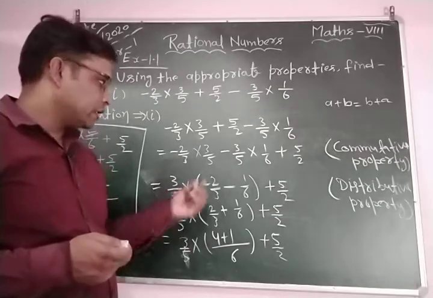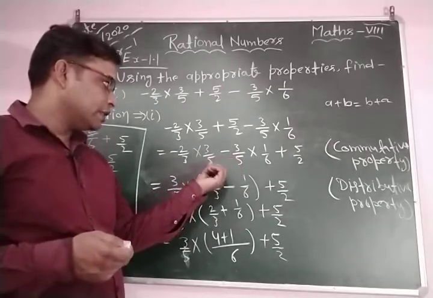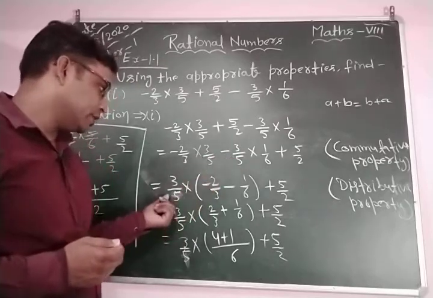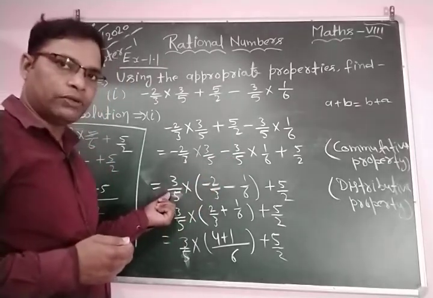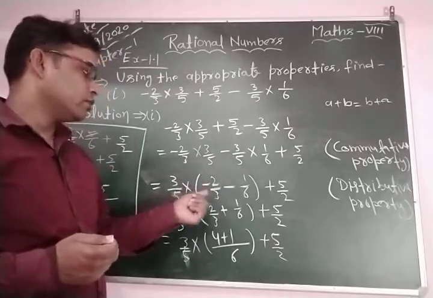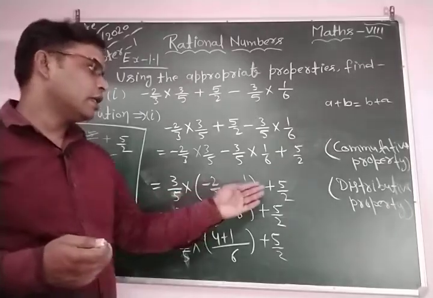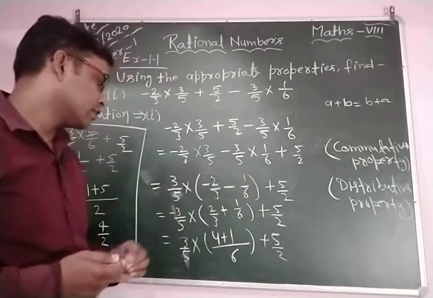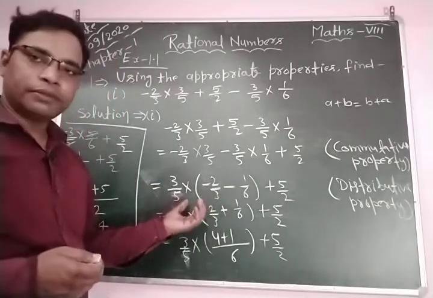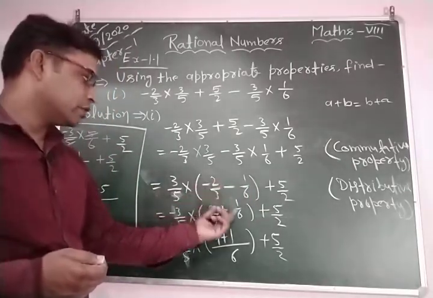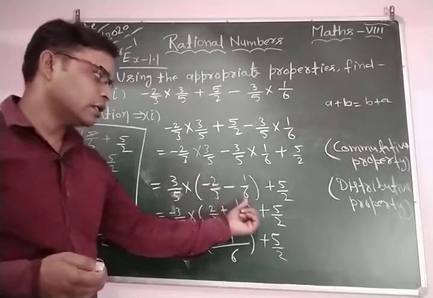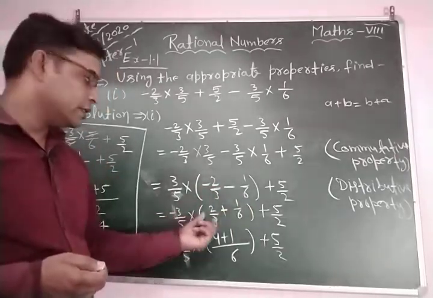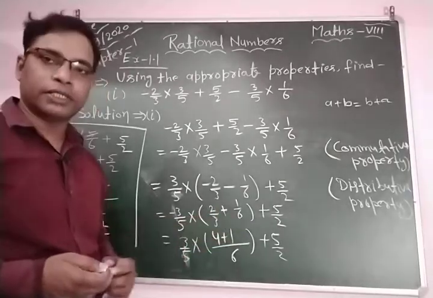After this we use distributive properties, and we take common 3 by 5, which is in both terms. So here you can see 3 by 5 into minus 2 by 3 minus 1 by 6, and we write plus 5 by 2 as it is. Okay, and now we take common minus between both terms, minus 2 by 3 and minus 1 by 6. Then we write common minus, and this becomes plus 2 by 3 plus 1 by 6.